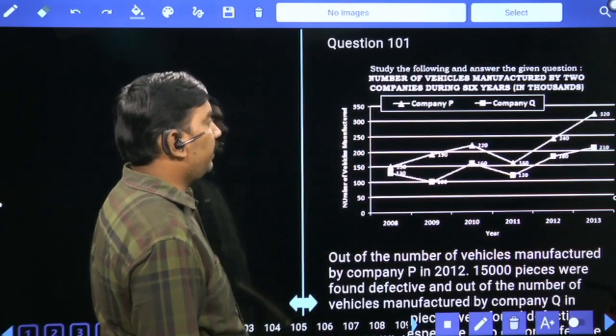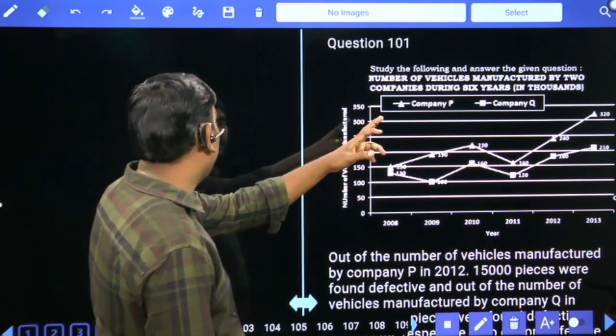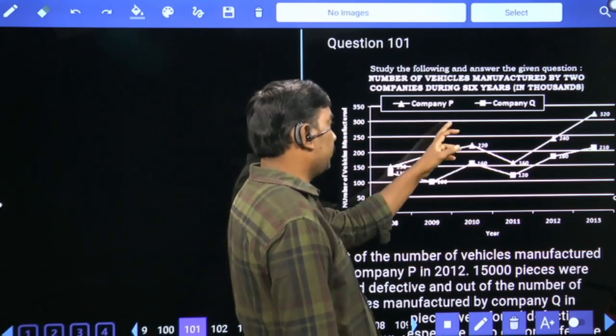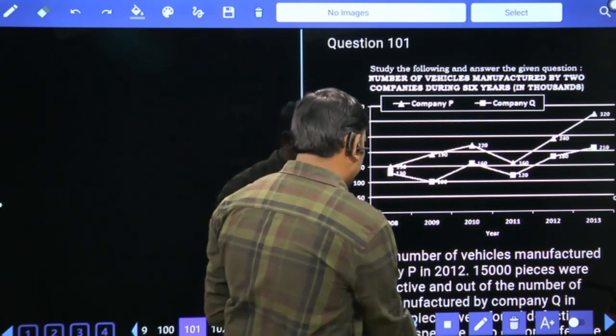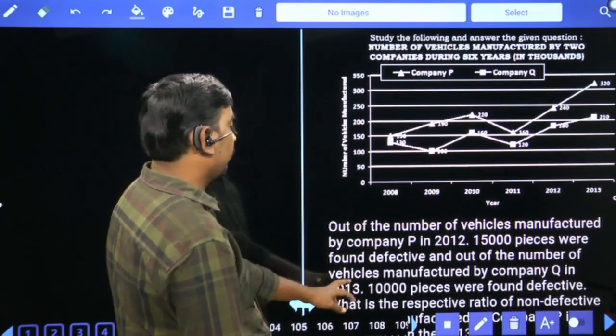Question number 101 onwards. Number of vehicles manufactured by two companies during 6 years. Company P, triangle shape, Company Q, square shape. Years are 2008 to 2013.